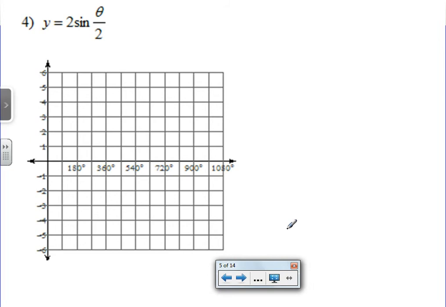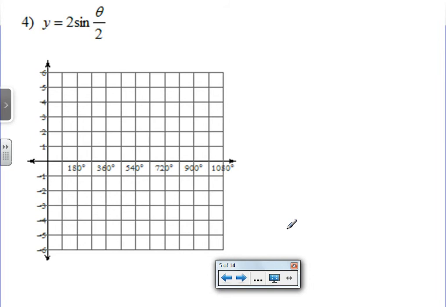The theta is being divided by a 2. What that means is we've adjusted our period length. The frequency is different. What's inside the sine function tells you how much of a cycle you will complete in one period. So instead of completing a full cycle, which would have been a 1 theta, we're only going to complete a half cycle.